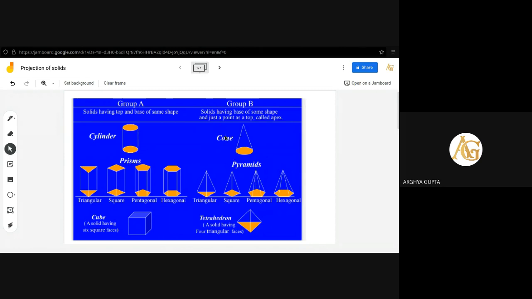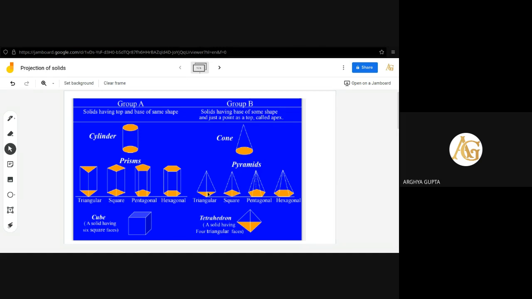Another type of solid has a single base and a top point. This is called the apex or vertex. In the case of a cone, we have a circular base and that point is the apex or vertex. As the shape of the base is a triangle, it is a triangular pyramid; then square pyramid, pentagonal pyramid, and hexagonal pyramid.